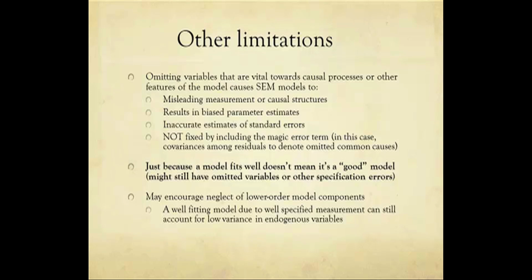Omitting variables, or model misspecification in general, can cause a bunch of issues with your SEM model, including leading to misleading measurement or causal structures. It results in biased parameter estimates and inaccurate estimates of standard errors. And a lot of people think that by including that magic error term, we've magically fixed all of these issues, because, oh, we have a place for all that variance to be shoved to, right? It can just be found over in that E term.